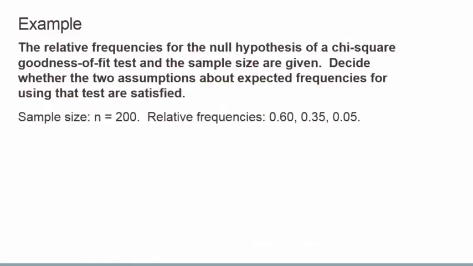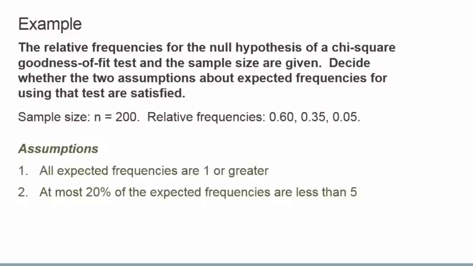Example: the relative frequencies for the null hypothesis of a chi-square goodness of fit test and the sample size are given. Decide whether the two assumptions about expected frequencies for using that test are satisfied. For this example, the sample size n equals 200, relative frequencies 0.6, 0.35, 0.05. Again, our assumptions are 1. All expected frequencies are 1 or greater. 2. At most 20% of the expected frequencies are less than 5.